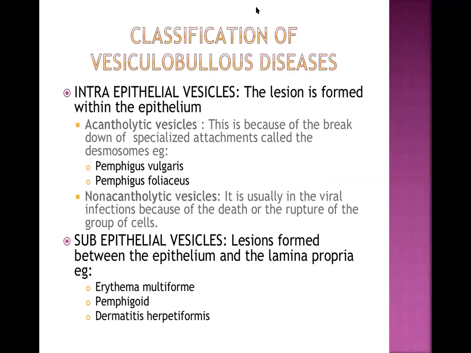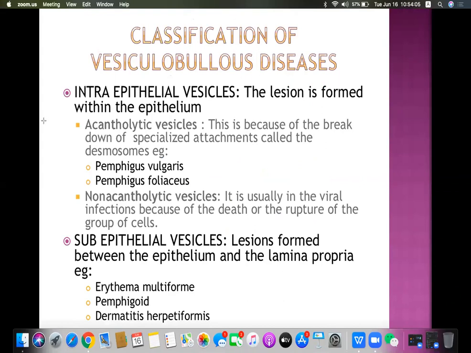See here. Now these diseases are classified into two big headings first. One is called intraepithelial vesicle and second is subepithelial vesicles. Now let's talk about intraepithelial first. In this condition, the lesion is formed within the epithelium, and these can be acantholytic vesicle and non-acantholytic vesicle.